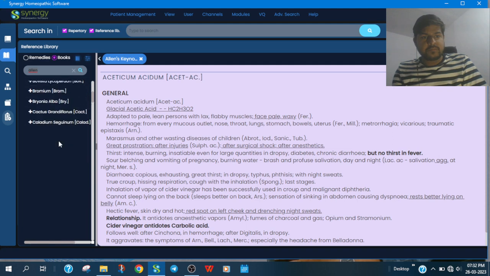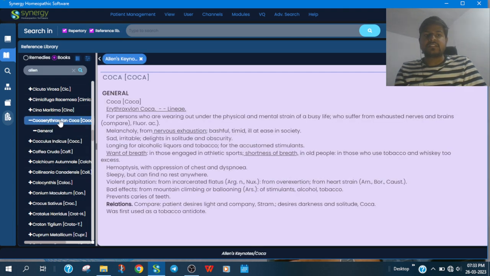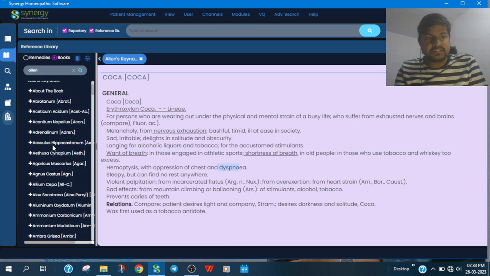We can read it from coca also. Let's see coca, where is it? Okay, this medicine coca. Want of breath, shortness of breath. According to me, this is because they can't breathe in that situation, with physical or mental strain of busy life, exhausted. There is dyspnea and oppression of chest. So this is coca, the medicine. Coming back to the medicine, acetic acid.